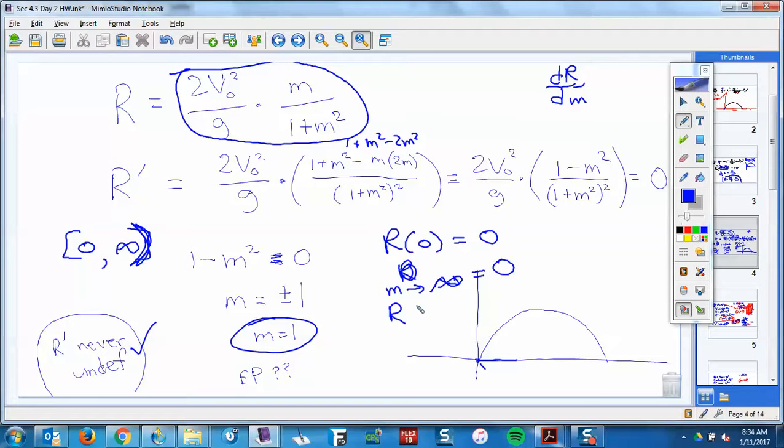And so then we do r of 1. So we put a 1 in here. That's 1 over 2, so the 2's cancel, and that'd be v sub 0 squared over g. Well, that's clearly bigger than 0. That's my max. So you should kick that football at 45 degrees. So there you go. We just proved it, and it makes sense.